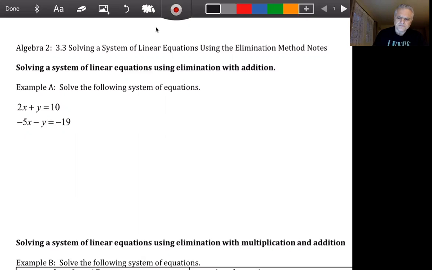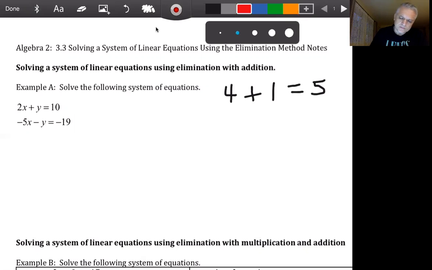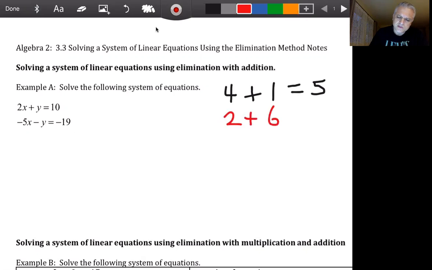For elimination, here is a grade school version of the premise that we're working with. Okay, so here's something that we all remember from back in the day. 4 plus 1 equals 5. That's a true statement. Let's do another one. 2 plus 6 equals 8. Okay, so there's two true equations.